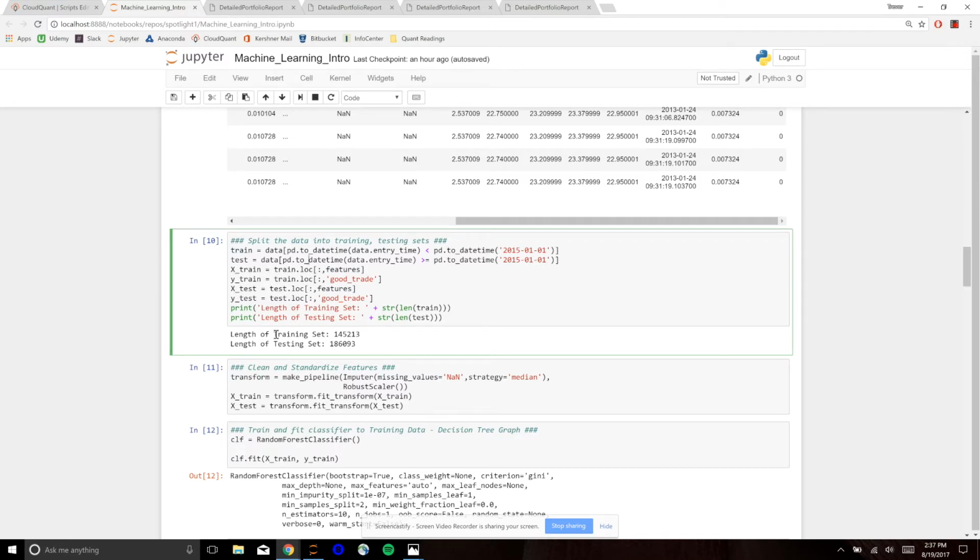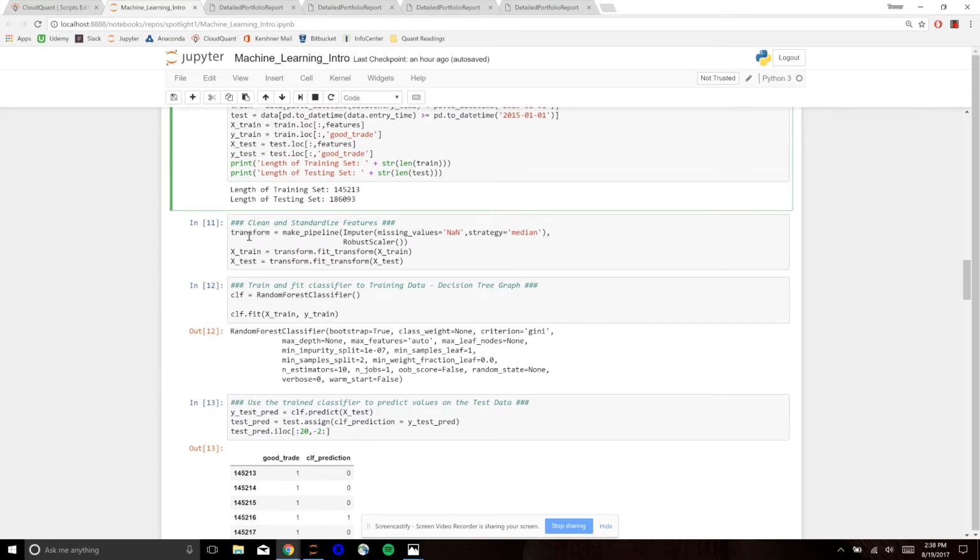So if we look down here, we've got about 145,000 potential trades that the algorithm can make a rule set for, and then we can test it on about 186,000.